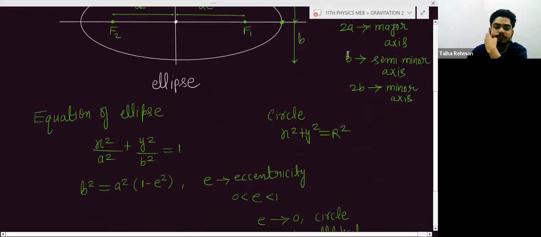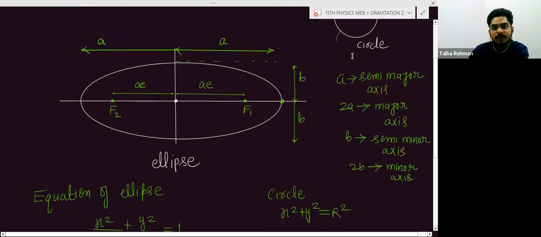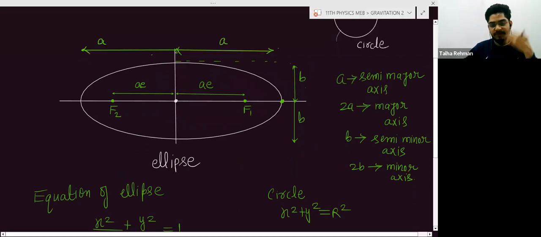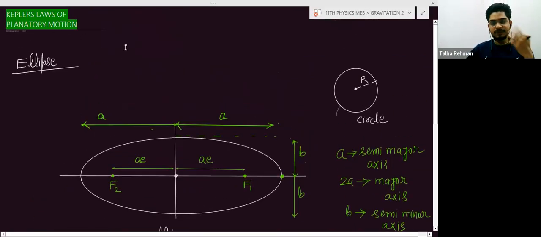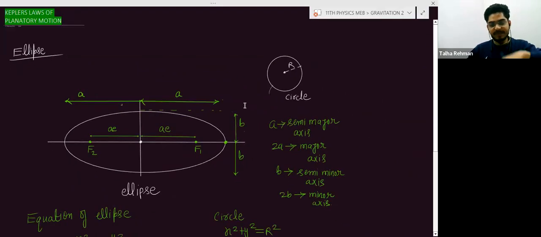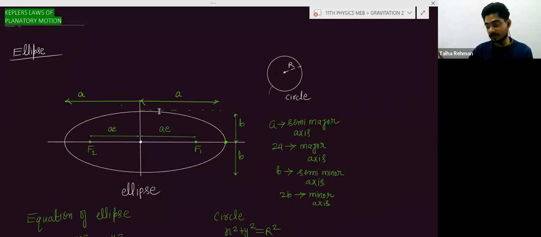So this is about the ellipse. Can anyone tell me the... okay, we will discuss that later when we discuss Kepler's first law. So first you should take the screenshot of this, then we will discuss Kepler's first law. Both of you, please take the screenshot, then we will discuss Kepler's first law.